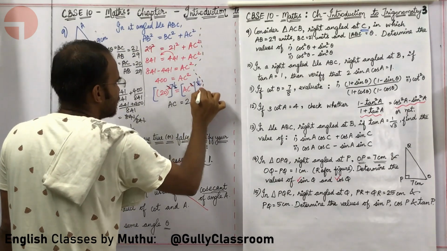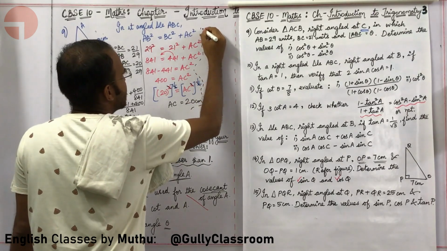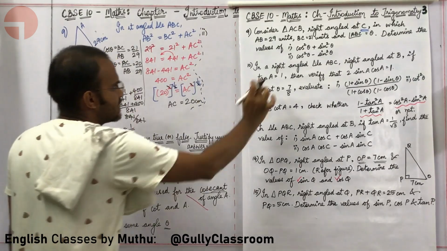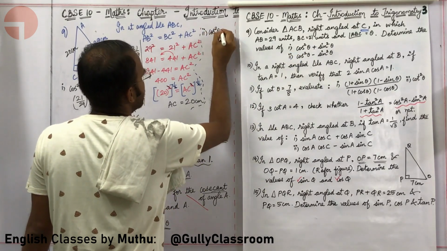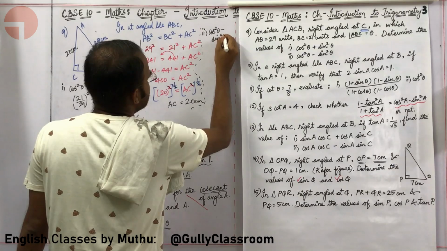Where are you going to work the second option? Let us put the second option over here. What are they asking for? They are asking for cos square theta minus sin square theta.